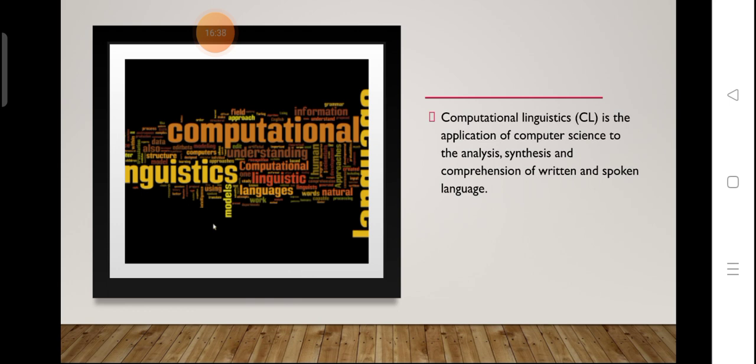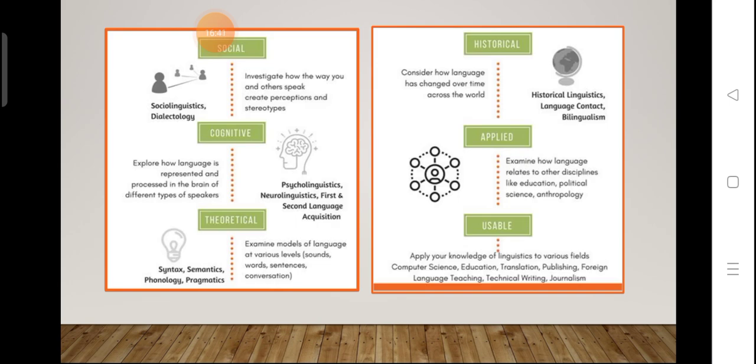Then we have psycholinguistics. And psycholinguistics, together with neurolinguistics, come under cognitive linguistics. Psycholinguistics and neurolinguistics are part of cognitive linguistics. Cognitive, we know, is the mental, it is related to our mind. So these two branches of linguistics, psycholinguistics and neurolinguistics, come under the common heading cognitive linguistics.